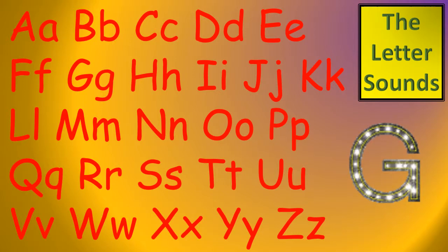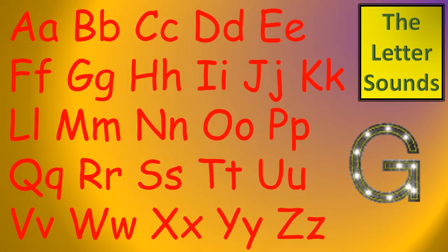C has two sounds, a soft sound and a hard sound. The hard sound is used most of the time. You use the soft sound if there's an E following the C, and sometimes if there's an I following the C. The hard sound of the letter C is K, as in cake. The soft sound is S, as in dance.